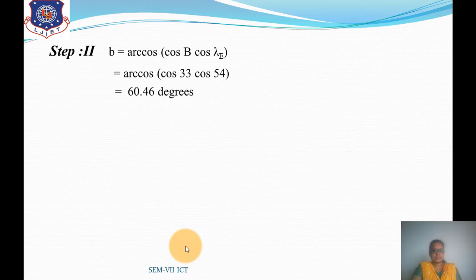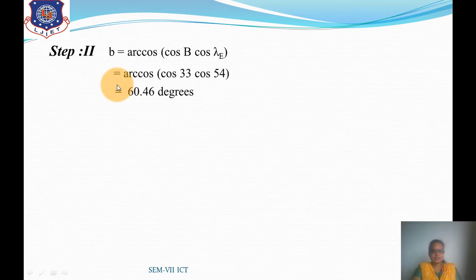Now, the second step is to calculate small b, which is equal to arc cos. Arc cos is nothing but cos inverse on your calculator. Clear? So arc cos of the bracket cos B cos lambda e. So substitute the values of B and lambda e over here. So cos B, that is cos 33, and cos 54.